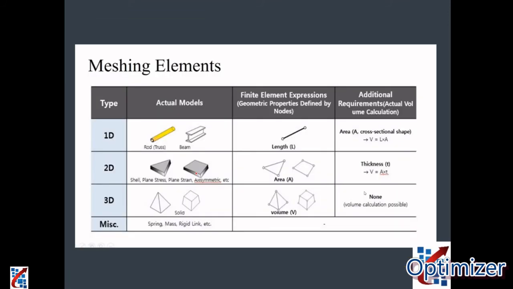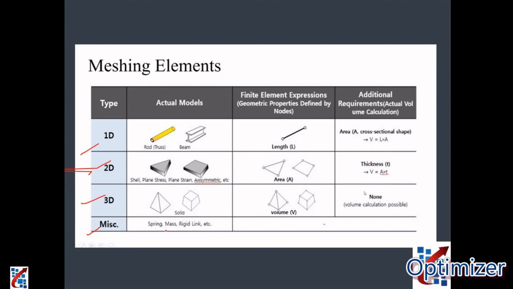Now, what are the different elements? All mesh elements are divided into 4 categories. The first is 1D, the second is 2D, the third is 3D, and the last is miscellaneous. In 1D, whenever long-length components are there, we consider them as a 1D element. Whenever 2 dimensions of the component are very big compared to the third one, we can consider it a 2D element, and when all 3 dimensions are comparable to each other, we can use a 3D model or 3D element.